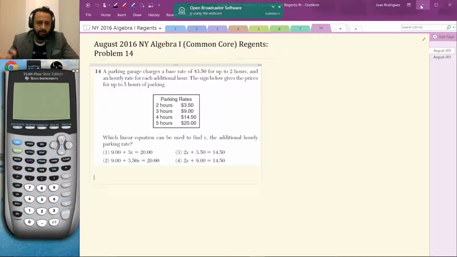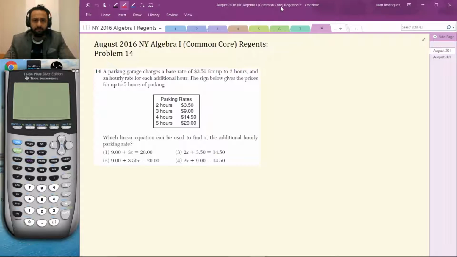So it says parking rates: 2 hours, 3 hours, 4 hours, 5 hours, and then it says $3.50, $9, $14.50, and $20. Then, which linear equation can be used to find x, the additional hourly parking rate? 9 plus 3x is 20, 9 plus 350x is 20, 2x plus 350 is 1450, and 2x plus 9 is 1450.